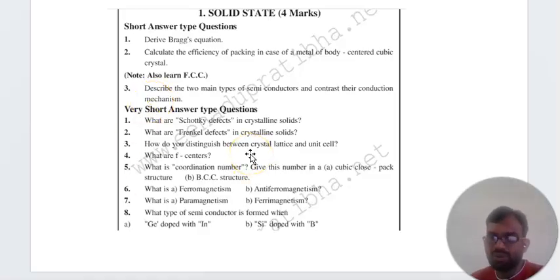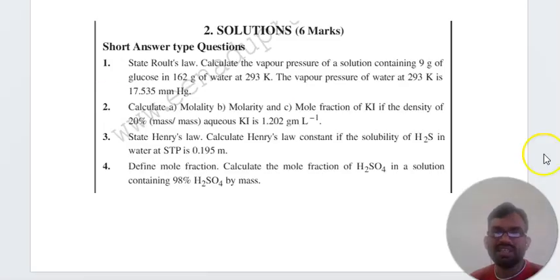Try to learn about what is ferromagnetism, antiferromagnetism. These are very important in solid state. Next one you can see is solution.